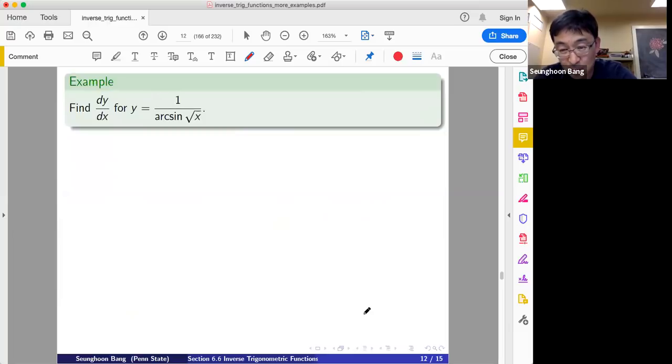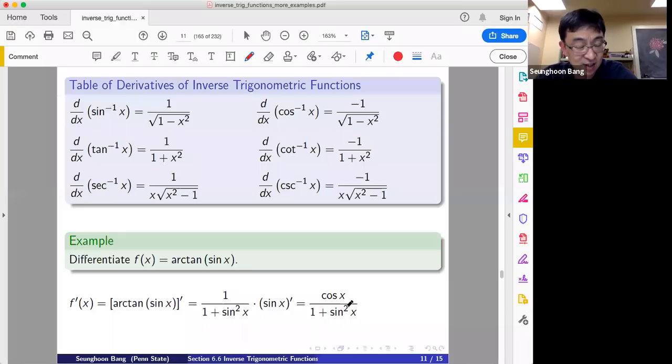Oh, there was a domain of the function sine of x, you said. But here, this is a good question.